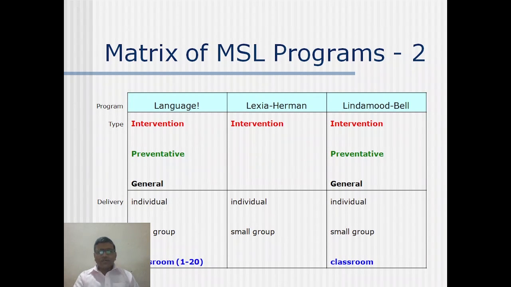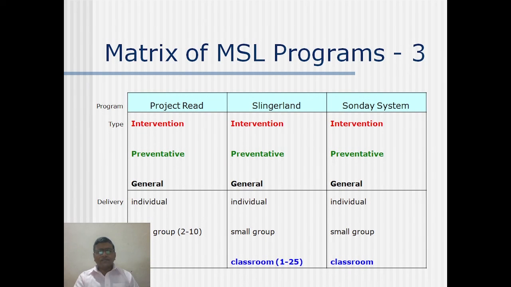So this is about multisensory learning programs 2. Here the difference is the language. The delivery of the teaching is in a classroom consisting of 1 to 20 members. Whereas in Lexia Herman method it is individual and small group. Whereas in Rawson Bell it is classroom in general.